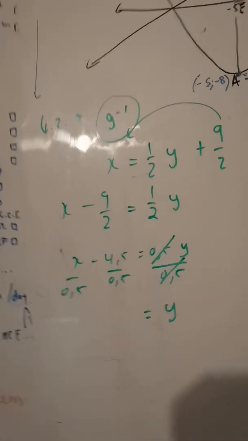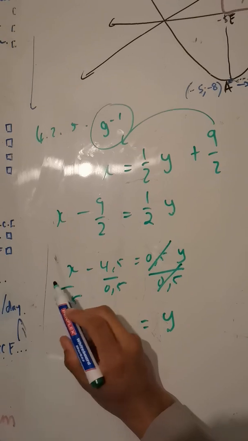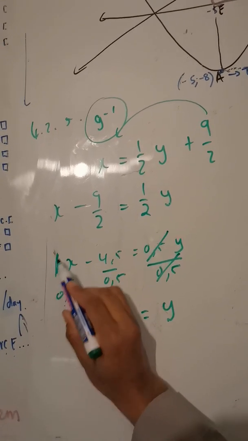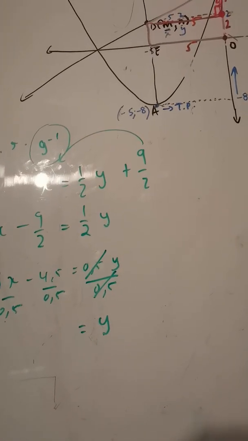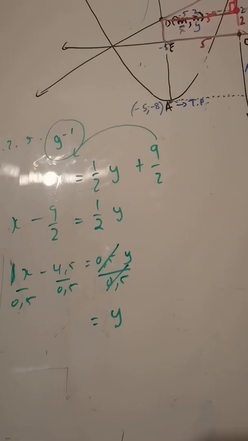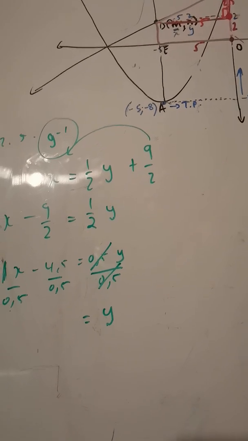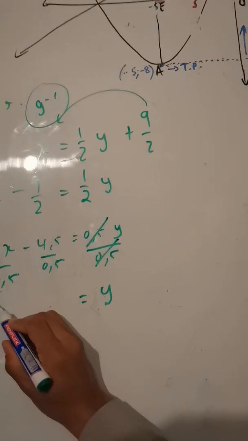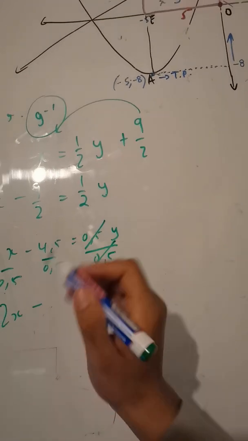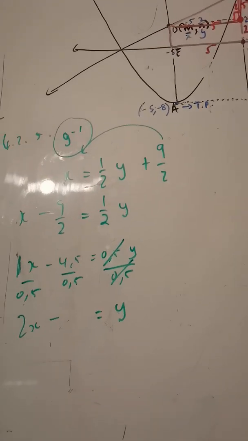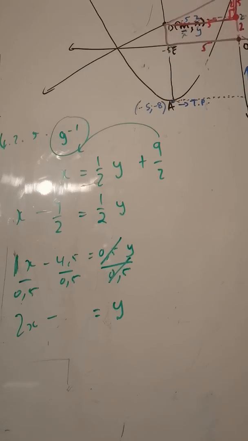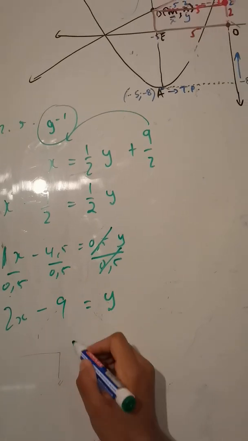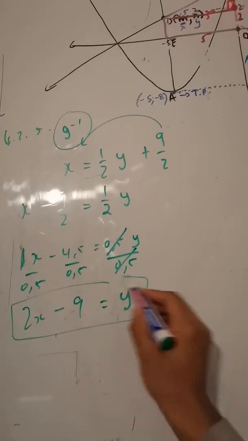So x divided by 0,5 is like you're saying 1 divided by 0,5. And if you go on a calculator and punch in 1 divided by 0,5, you get 2. So that's basically 2x minus 4,5 divided by 0,5. 4,5 divided by 0,5 is 9. So that's minus 9.